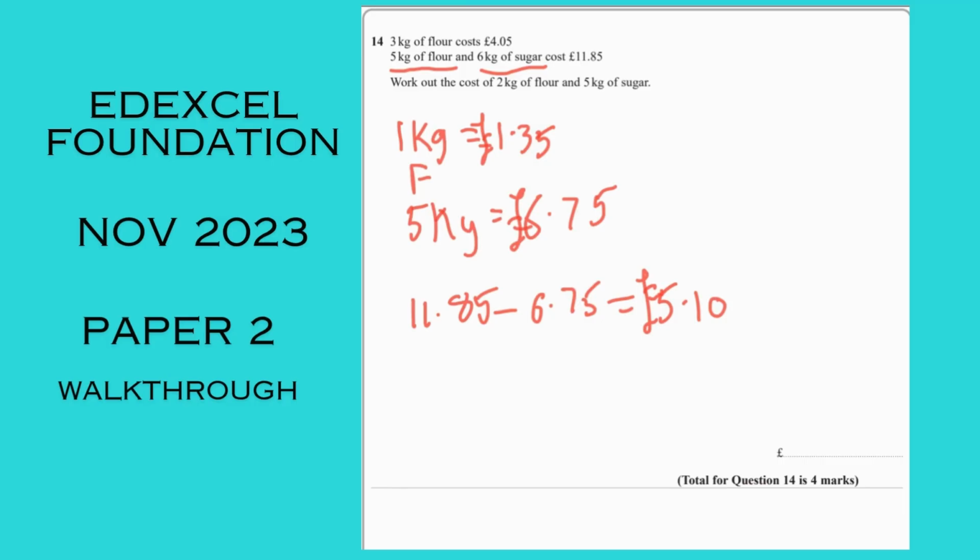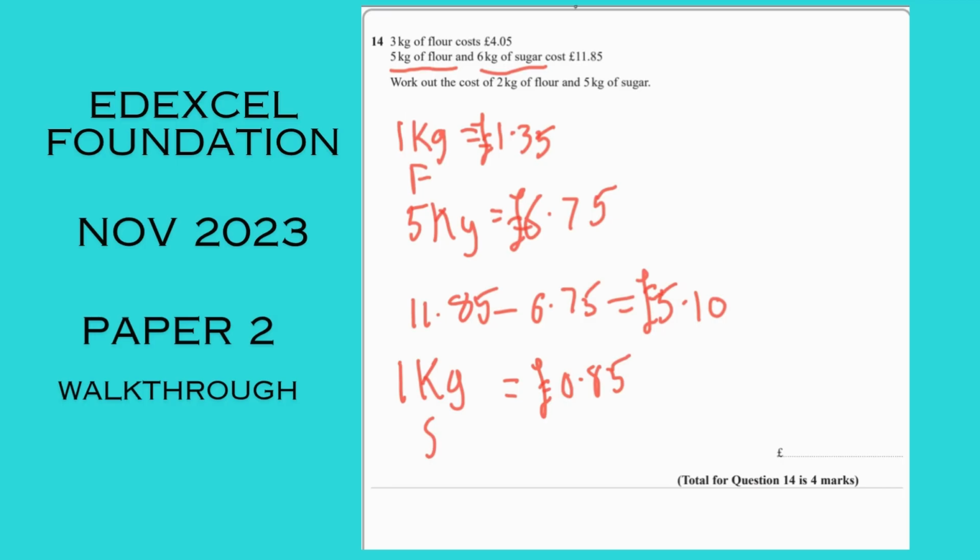We want 1 kilogram of sugar. So we divide it by 6, giving us 85 pence for 1 kilogram of sugar.